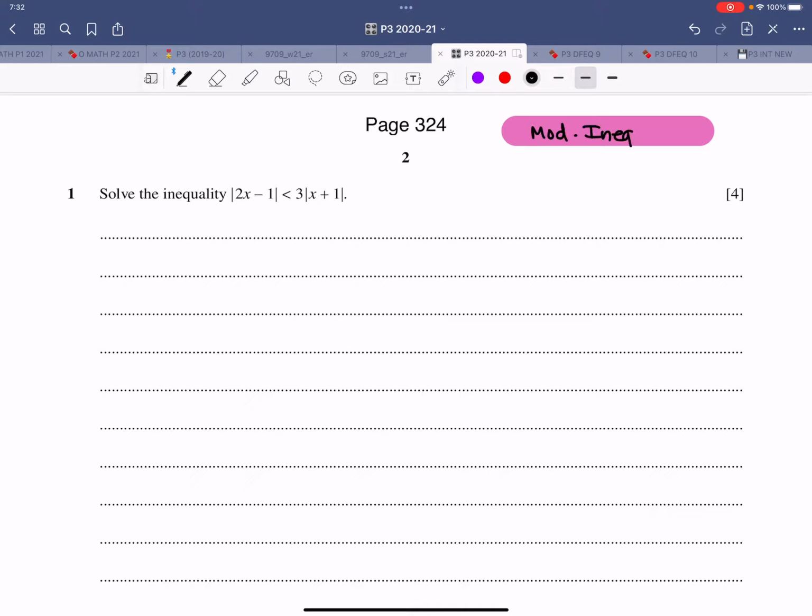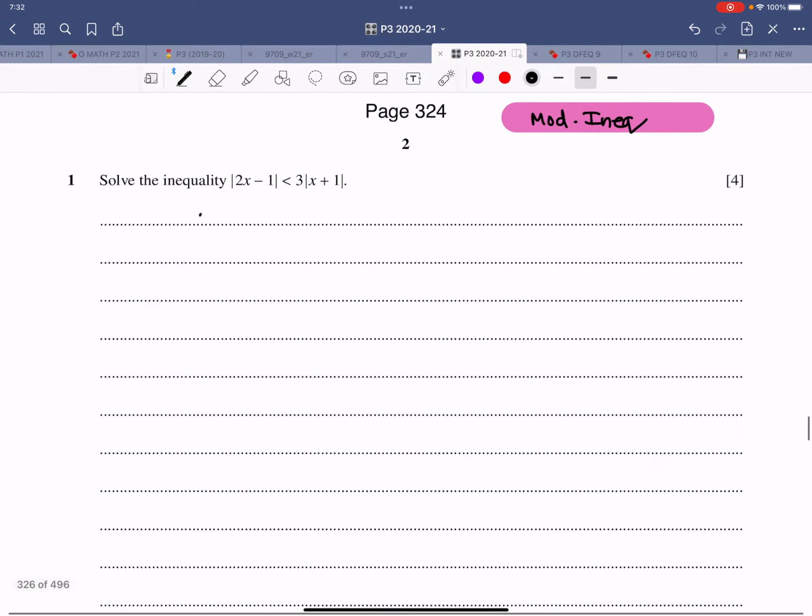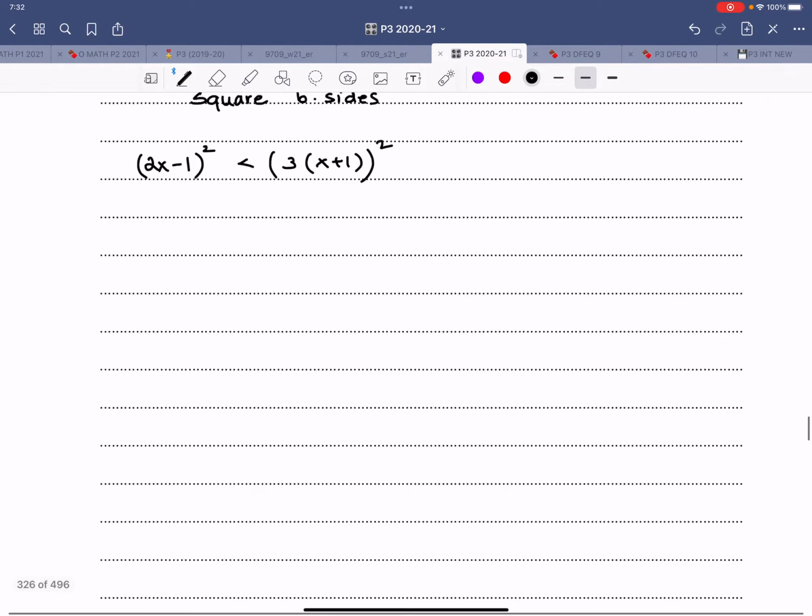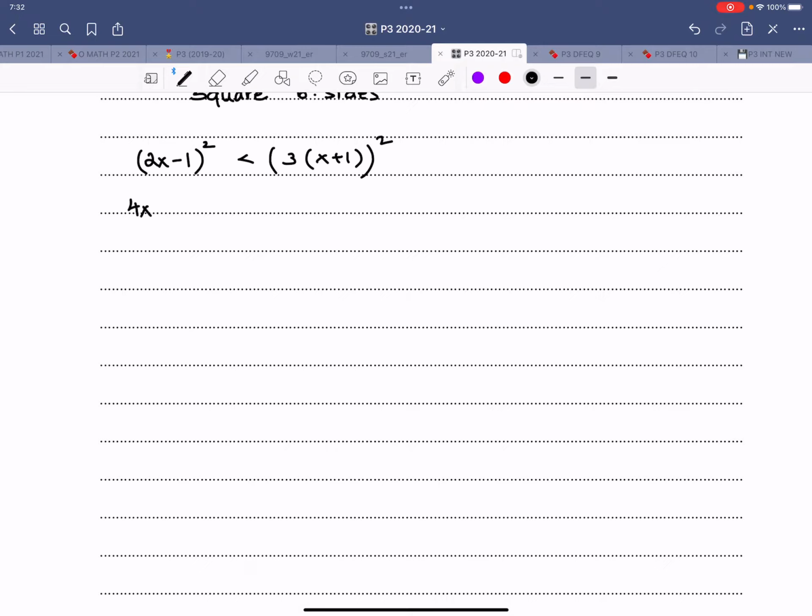Modulus on both sides, square both sides. Therefore, (2x minus 1) the whole thing squared is less than 3(x plus 1) the whole thing squared. This is 4x squared minus 4x plus 1 is less than 9 multiplied with (x squared plus 2x plus 1), bracket closed. 4x squared minus 4x plus 1 is less than 9x squared plus 18x plus 9.